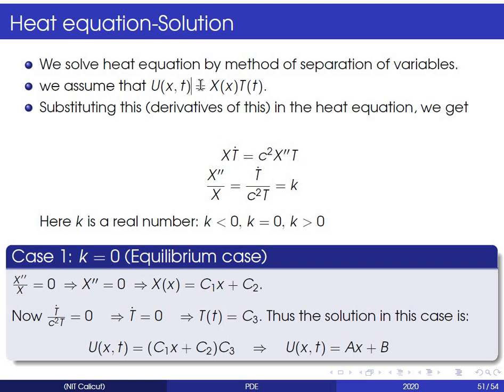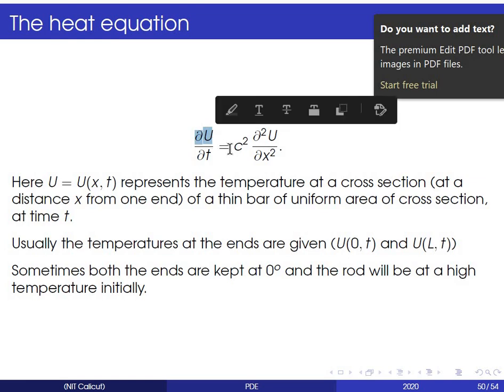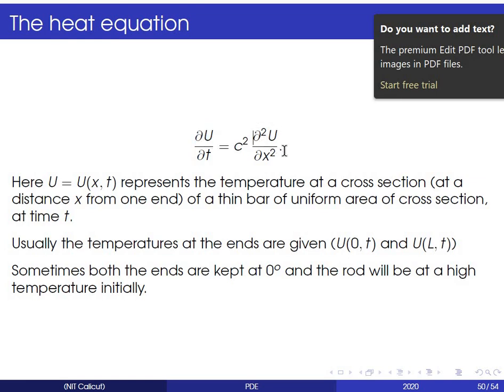So ∂u/∂t, if you see from here, is actually X into T dot. T dot means the derivative dT, capital T by small t. So that comes in the left side. So here it will be X into T dot, and the right side will have X double dash into T if you follow the method of separation of variables.